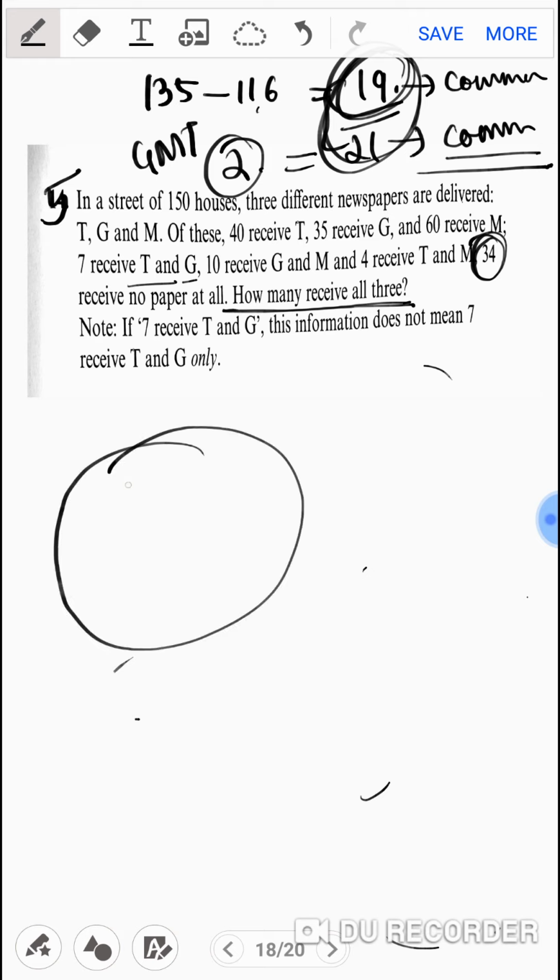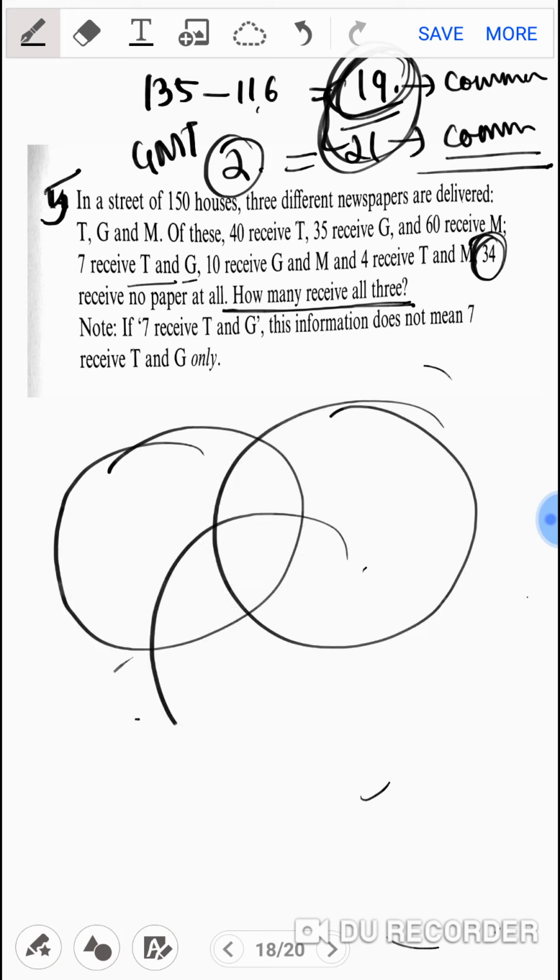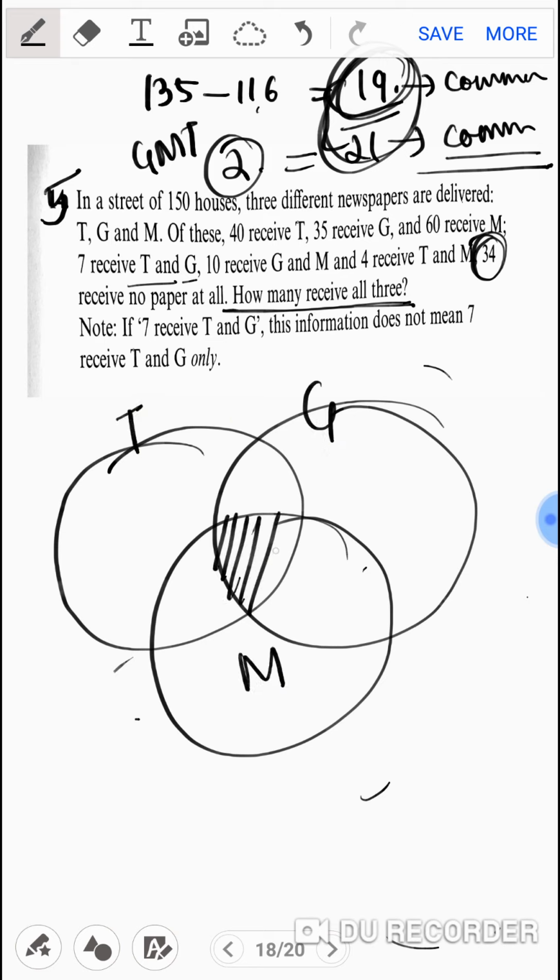So this will go something like this. So this is your TGM. So this is the intersection where TGM, तीनों newspaper जा रहे हैं, and that is 2 what we are getting. Clear?